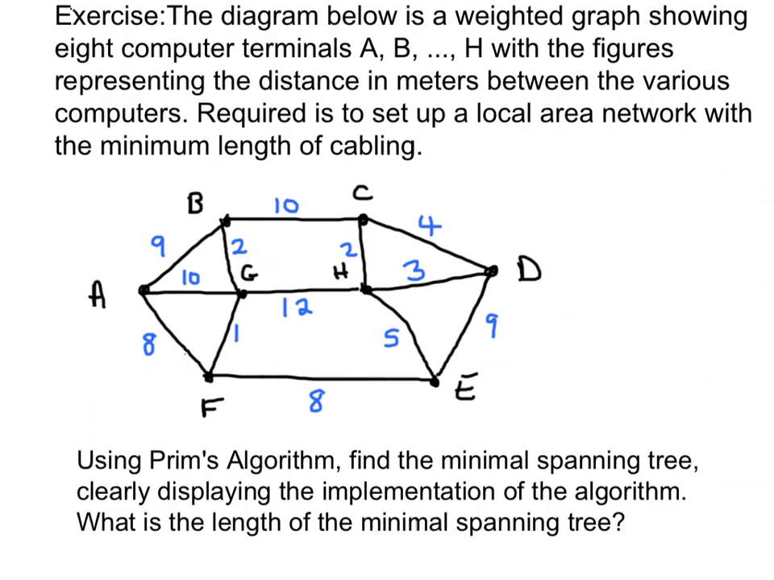So the exercise says the diagram below is a weighted graph showing 8 computer terminals A up to H, with the figures representing the distance in meters between the various computers. Required is to set up a local area network with the minimum length of cabling. Now, this is equivalent in graph theory to using an algorithm, in this case Prim's algorithm, to find the minimal spanning tree. So what you're asked is to, using Prim's algorithm, find the minimal spanning tree, clearly displaying the implementation of the algorithm. And then once you've done that, you're asked what is the length of the minimal spanning tree.